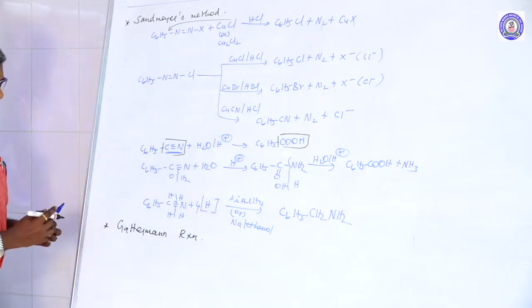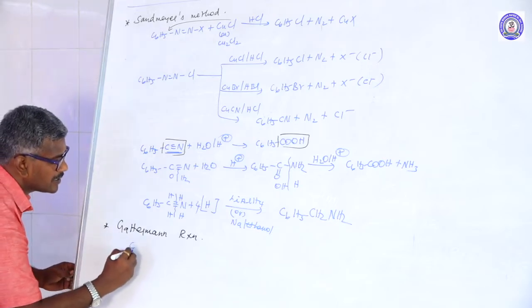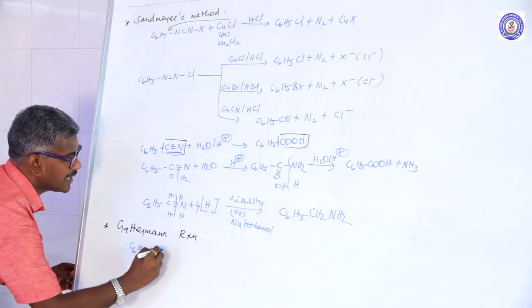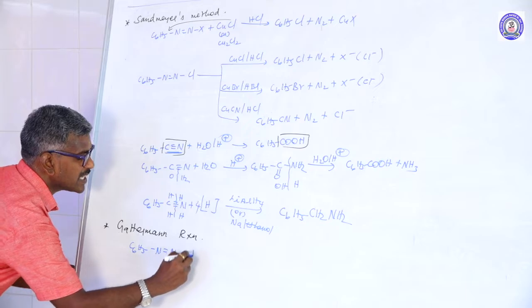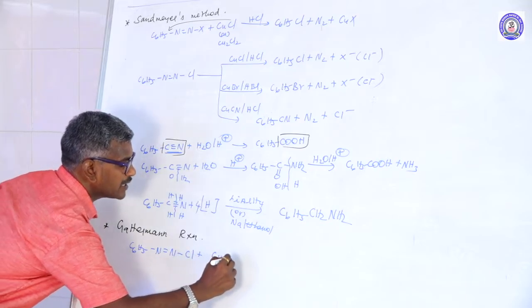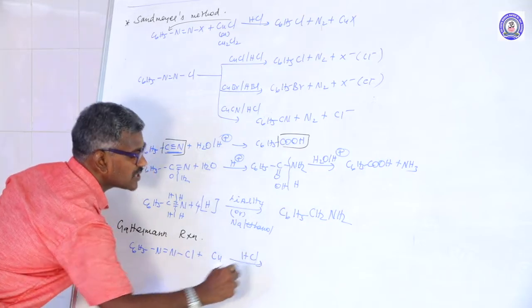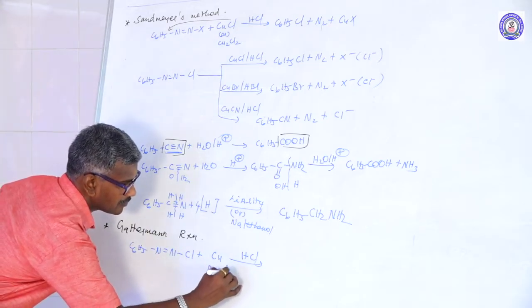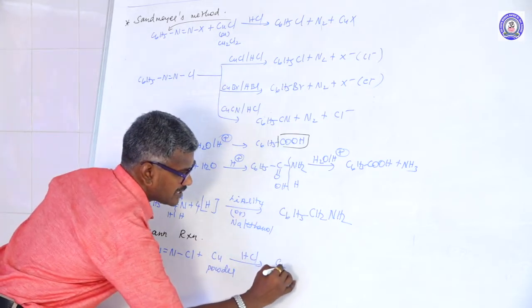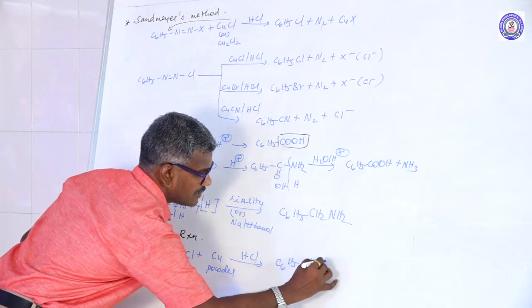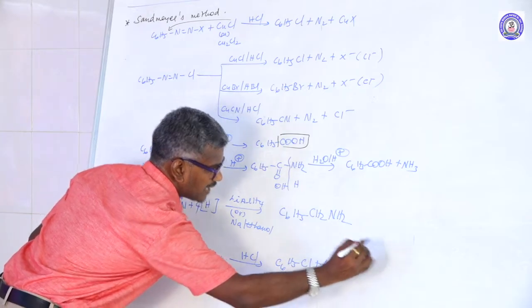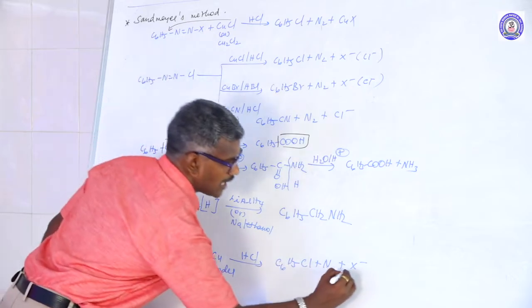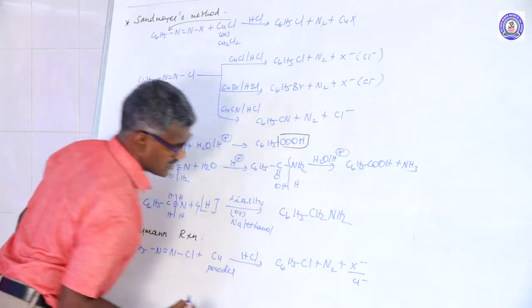Same C6H5N=NCl with copper in the presence of HCl. Here copper powder. The formation of C6H5Cl + N2 + X minus. X minus is nothing but halogen, Cl minus.